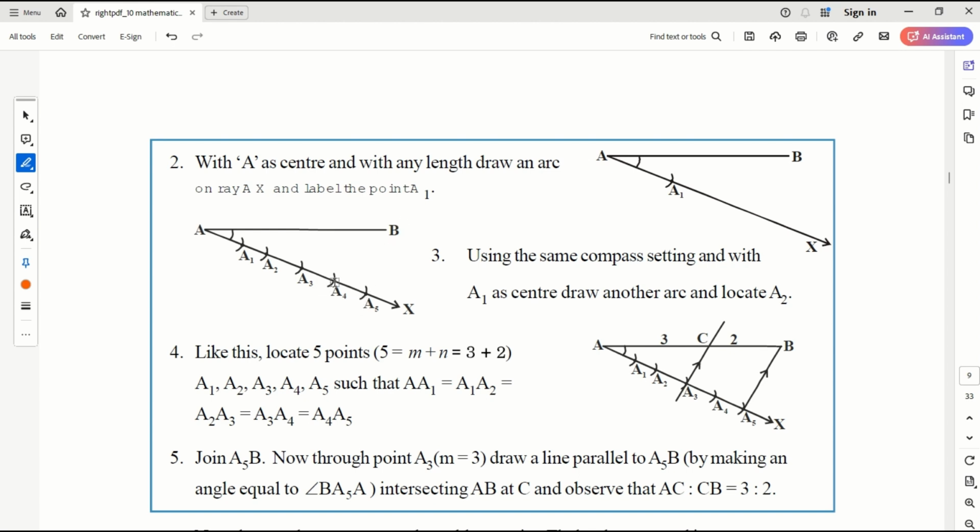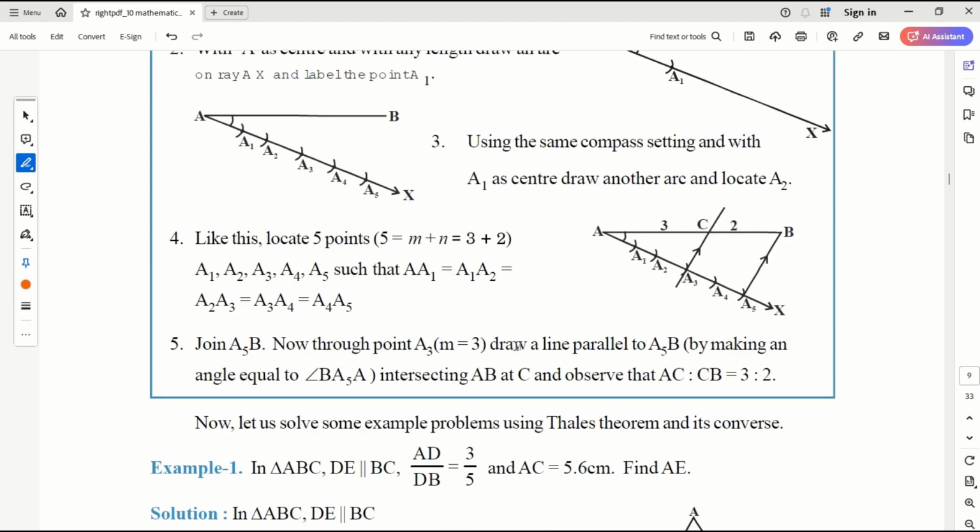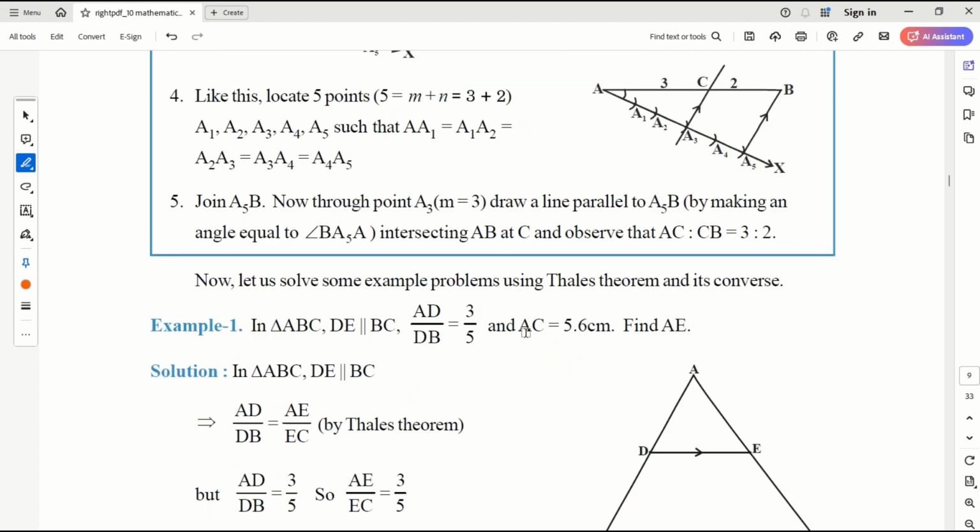Now you draw a line from A4 parallel to A5B. Then it will cut at a point where it is proportional. Similarly, you draw a parallel line from A3, from A2, and from A1, similar to this one. So this is the easy way to construct required ratios of lines.